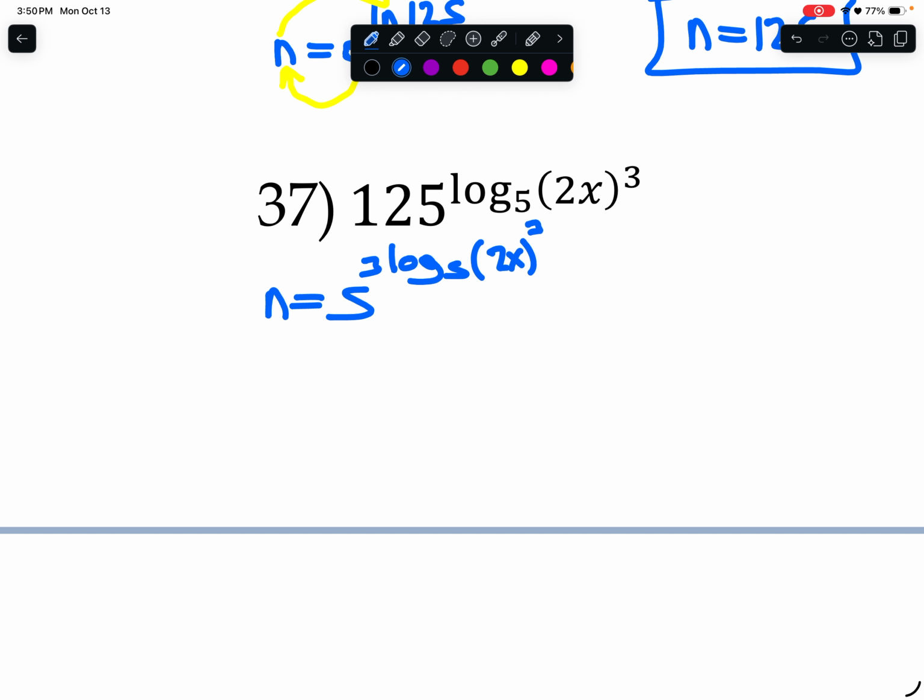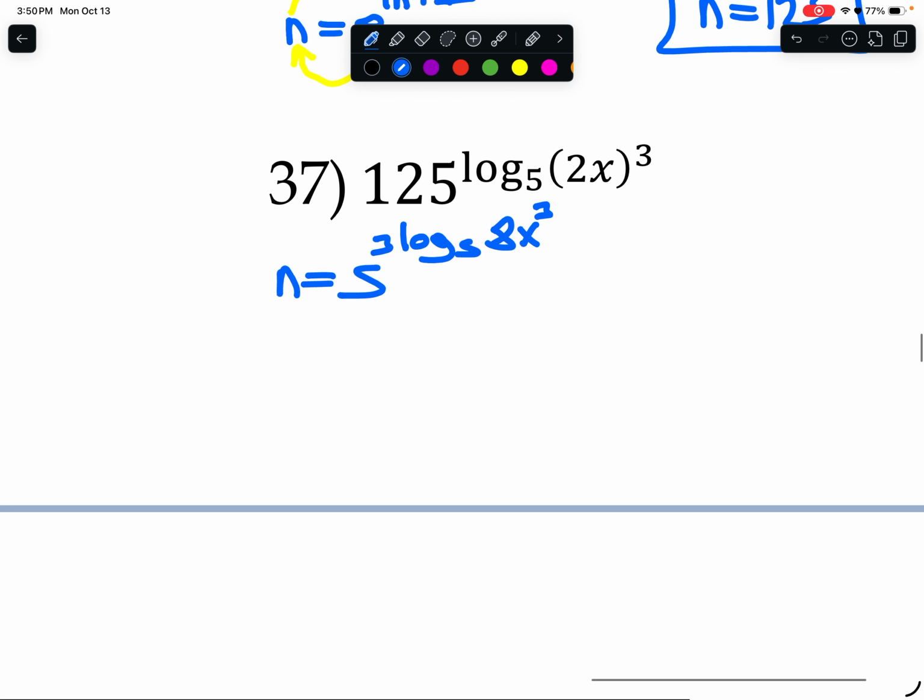Now, if you're anyone like me, you don't like having an exponent of an exponent. So I'm going to go ahead and rewrite 2x all cubed as 8x cubed, just to get rid of it. That way it's one less thing I have to worry about. So now I'm going to do power property, move it to the exponent. So my unknown value is going to be equal to 5 raised to log base 5 of 8x cubed.